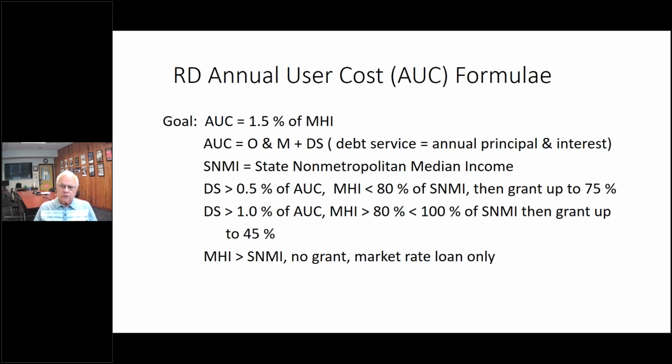Those two things have to happen: the debt service greater than 0.5% of the annual user cost, and the community median household income less than 80% of that state non-metropolitan median income. If the debt service is greater than 1.5% of the annual user cost, and the median household income is greater than 80% of that state number, however, less than 100% of the state number, then the grant can be up to 75%. If the median household income of the community is greater than that state non-metropolitan median household income, then there's no grant, market rate only.